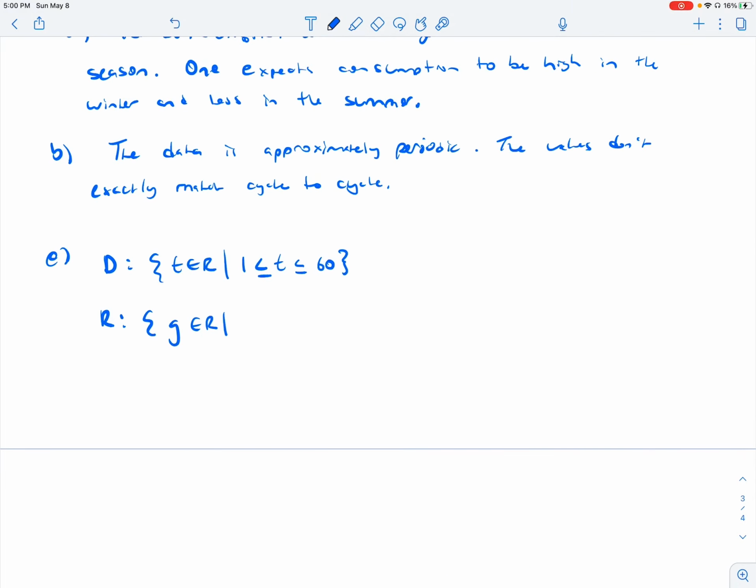So let's go from our minimum value, 200,000, less than or equal to g. Or sorry, g, gas consumption, is greater than or equal to 200,000 and less than or equal to 1.6, so we'll do 1,600,000. There we go. Okay, and that would be our domain and range for that graph.